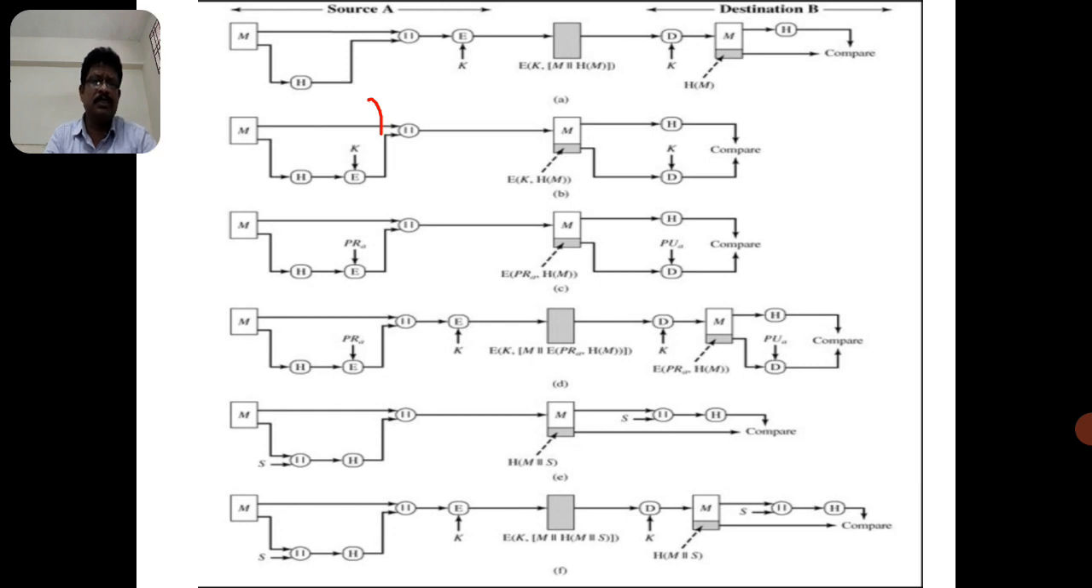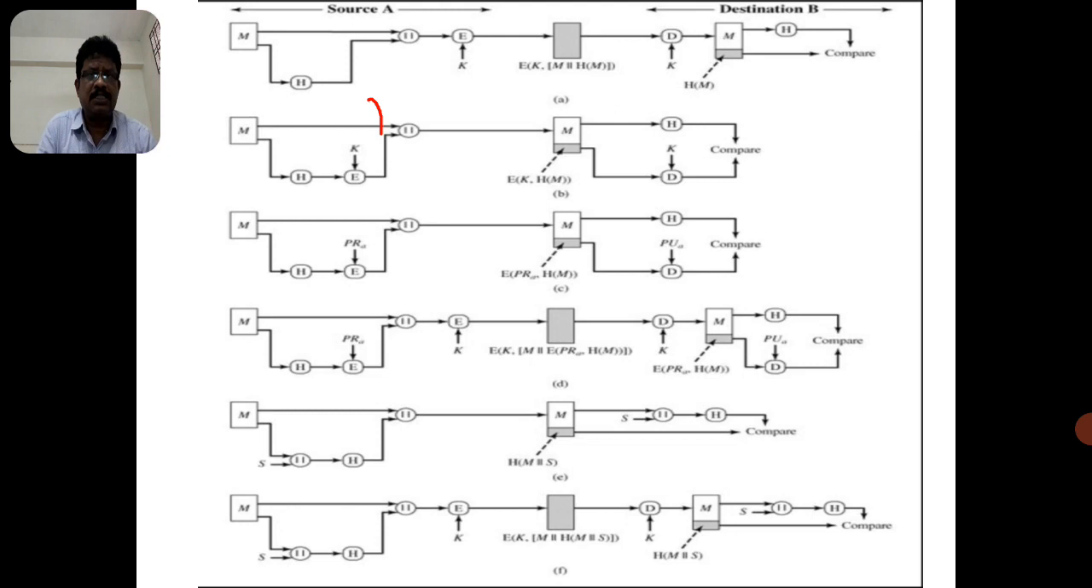Now that message is taken to decryption with the same key K, and finally we take the H of M message. Now we can apply the hash function to the M message, and if both are equal, that means the H of M messages are equal, then it produces its authenticator. So observe these H of M messages: if both sides are equal, then it produces its authenticator. Similarly, you can observe different configurations of these hash functions.